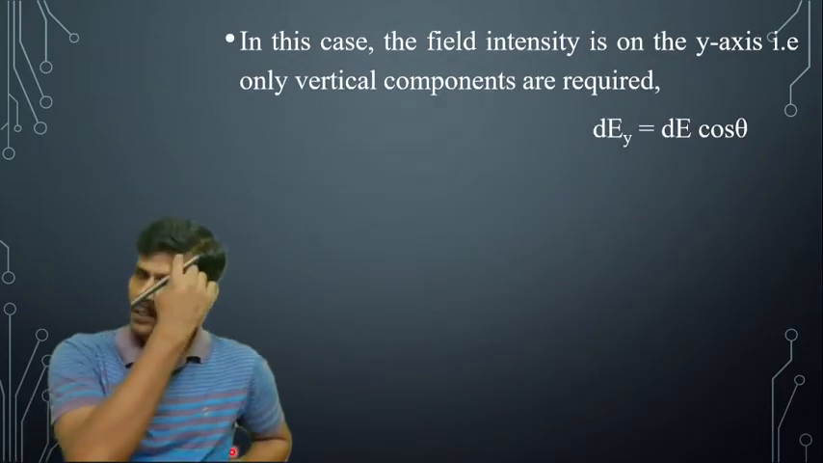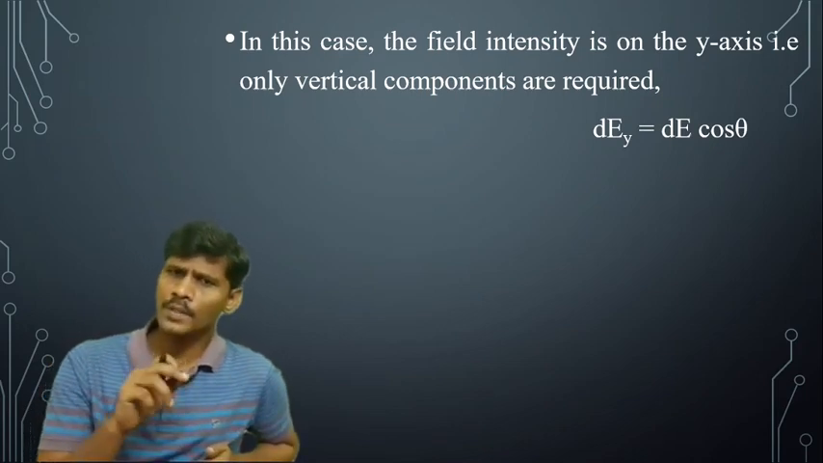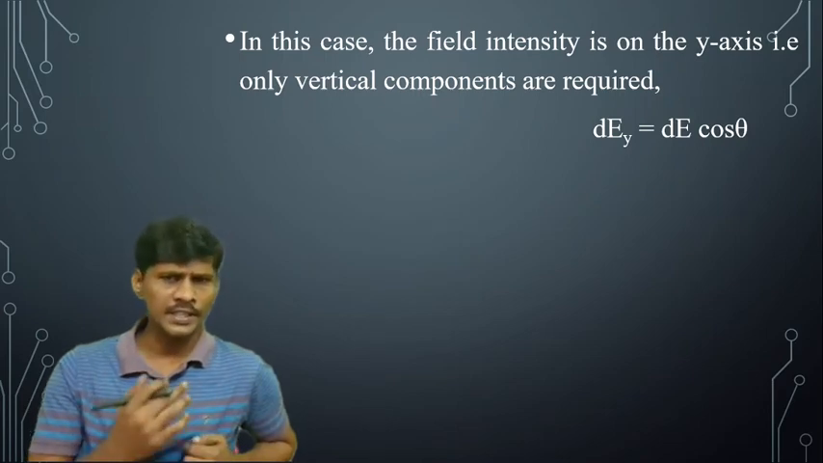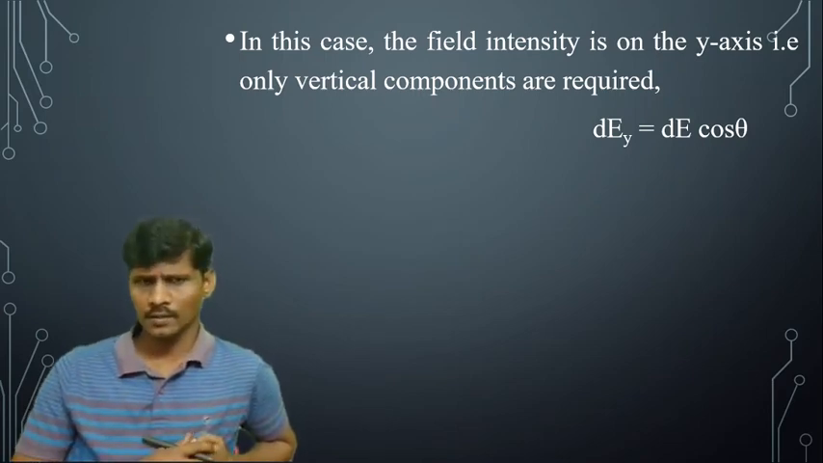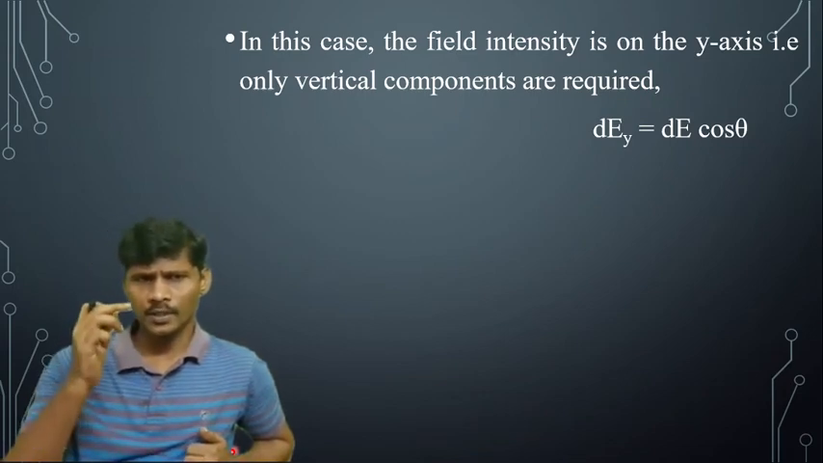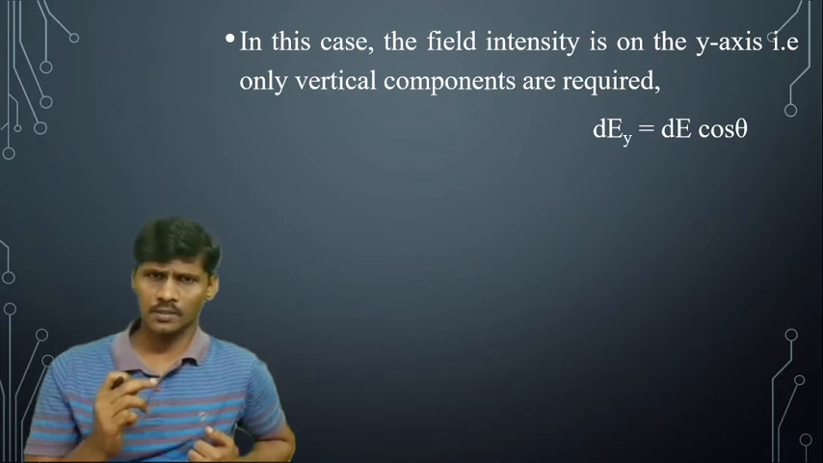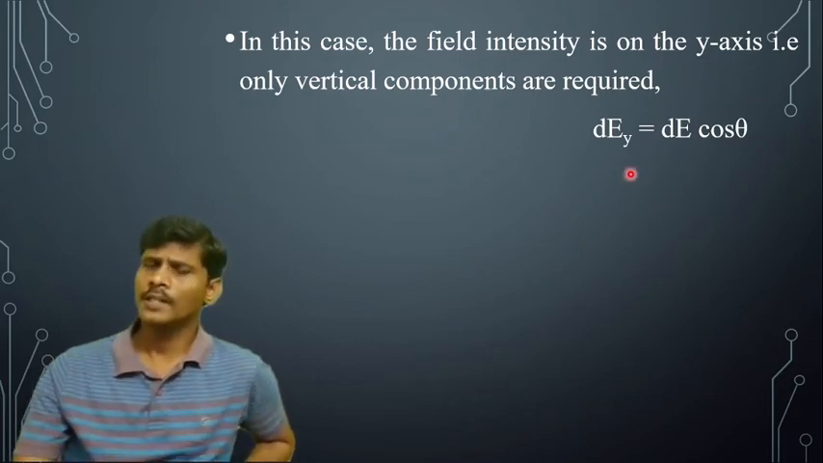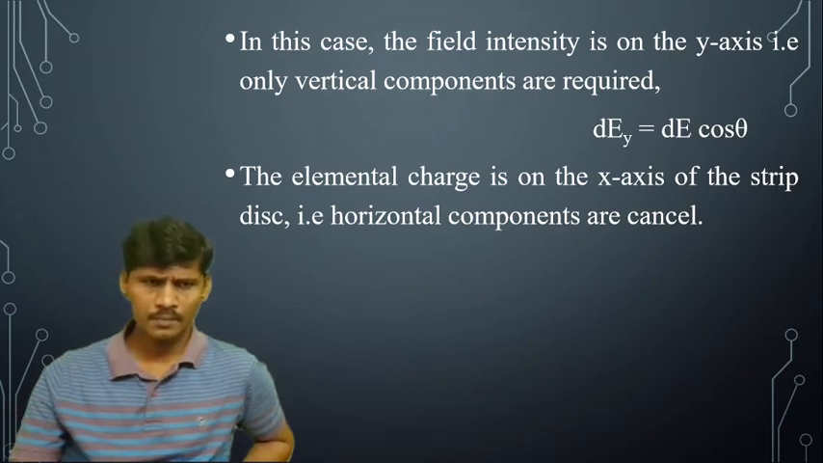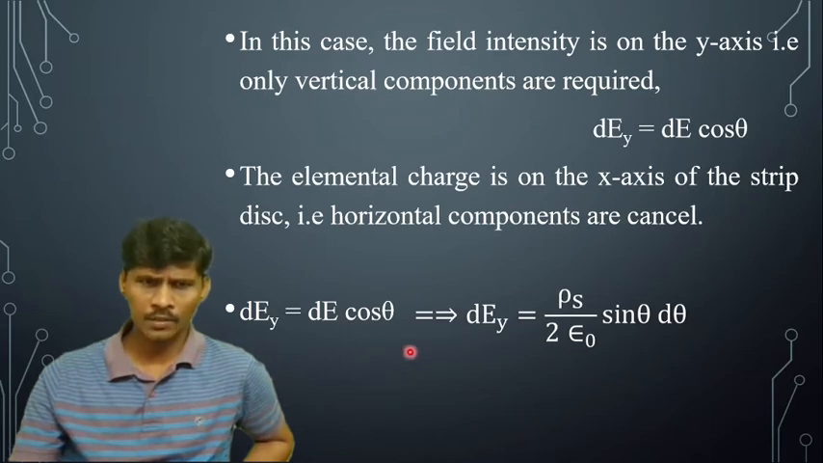The electric field intensity on the y-axis. Now here the point P is considered on the y-axis. Because of that, along the y direction, the electric field intensity dEy is equal to dE cos theta. The electric field intensity is calculated on the y-axis at point P. The elemental charges are located symmetrically on the x-axis of the strip, that is, the horizontal components are cancelled. Therefore, dEy is equal to dE cos theta.